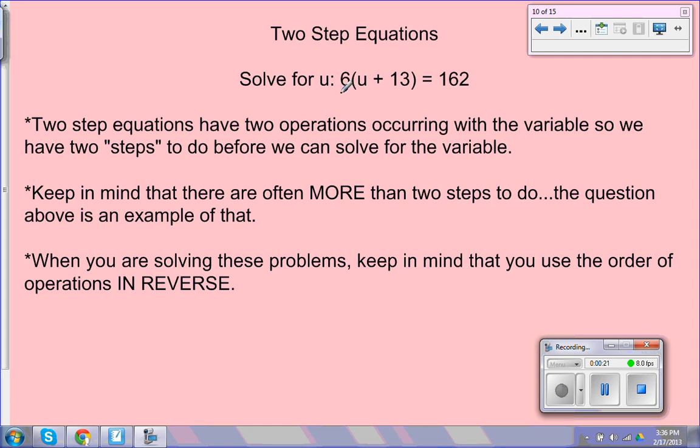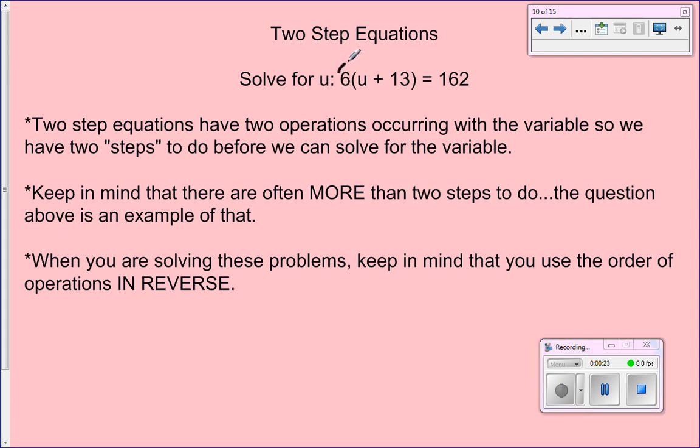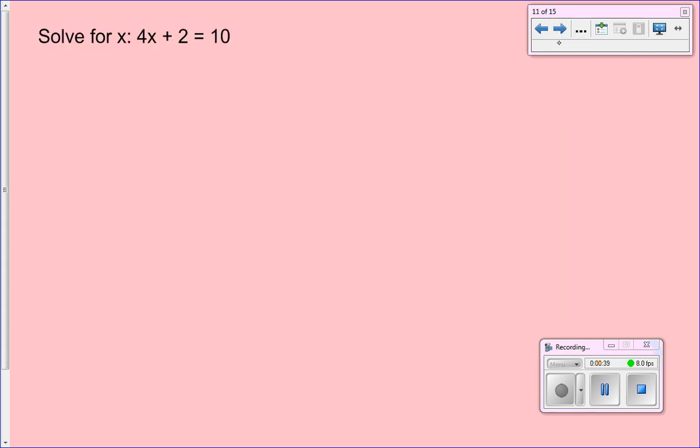In this one, we had to distribute this 6 to the different terms inside the parentheses before we could actually solve for what u was. When you're solving these problems, keep in mind that you use the order of operations in reverse when you're using the canceling method. Let's start off with one that's a little simpler.